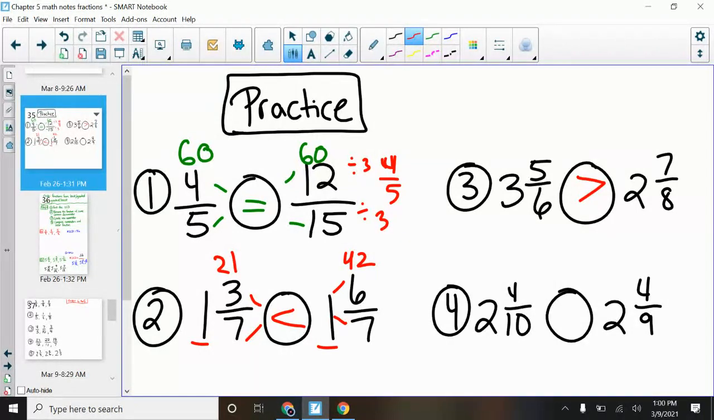This is the one that I said you should be able to answer some of these in less than a second. So Carson, did you have to do any work for this? No. Why? Because 3 is bigger than 2. And so therefore, anything that has a 3 as a whole number is always going to be bigger than anything that has a 2 as a whole number. So don't waste your time cross multiplying on problems like those. Use the whole numbers to help you create your answer.